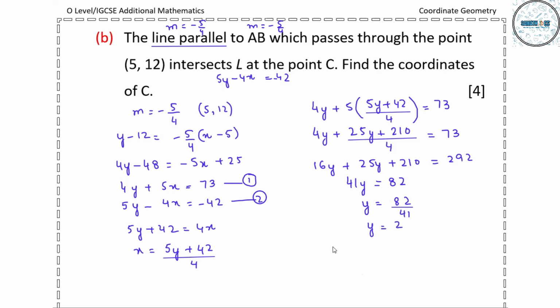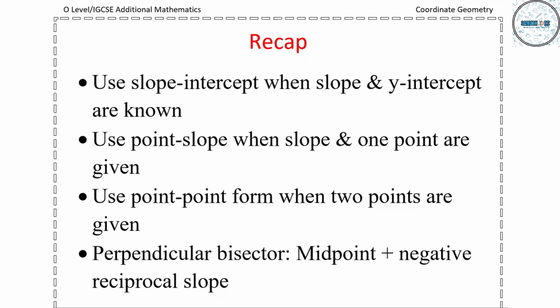Now we can take out x by substituting y. (5 into 2 plus 42) upon 4, which is equal to 52 upon 4, which is equal to 13. So we have the coordinates of C: (13, 2).